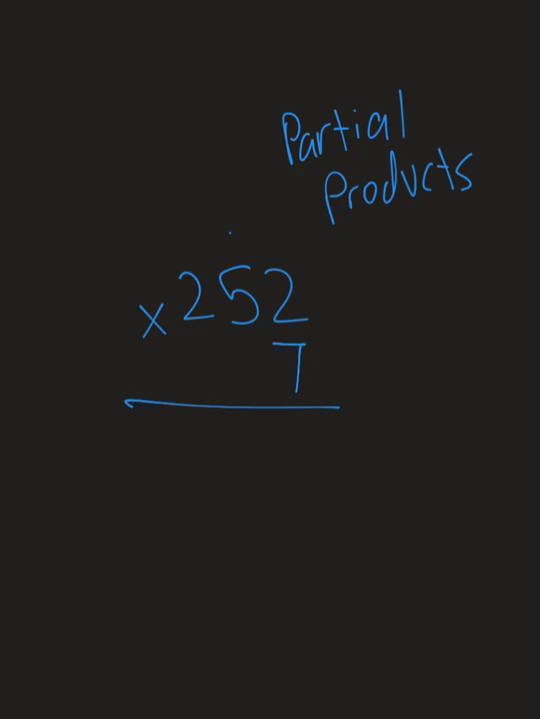So if we're doing partial products, we have to remember that we have to use the real values, okay? So what that means is we don't just multiply 7 times 2, 7 times 5, 7 times 2. We have to multiply times the real values. So we're going to start with 7 times our ones place, which really is just going to be 7 times 2, because the 2 is just in the ones place, so it's really just 2. So it's 7 times 2, and that's going to give us 14.